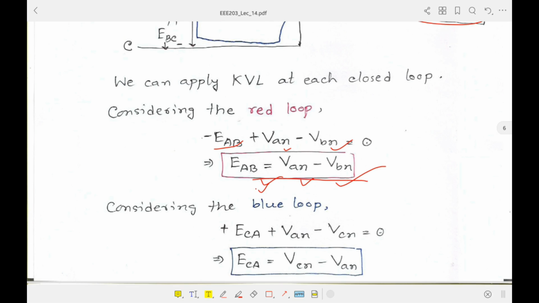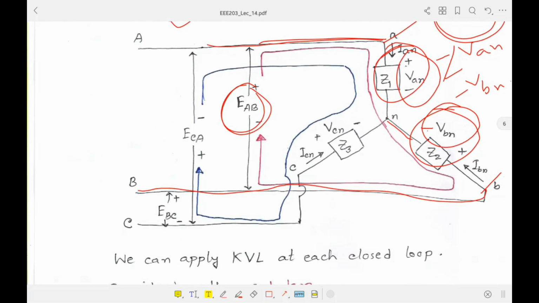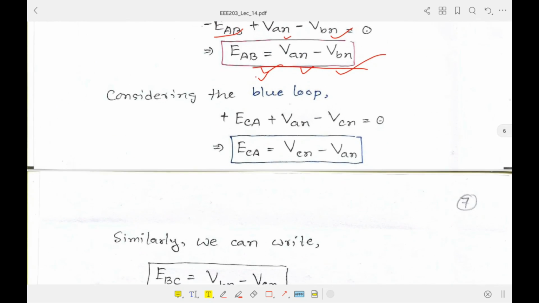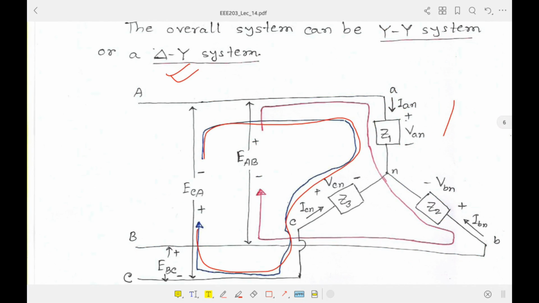And similarly, if you apply another KVL at the blue loop, so here is another loop, this one from ECA and then Z1 to Z3, another loop is formed, and you apply another KVL, then you will get the result just like this. And this is also shown in the previous calculation, and you can also verify it another way. So let's say this is a C branch here. Let me clear all this.